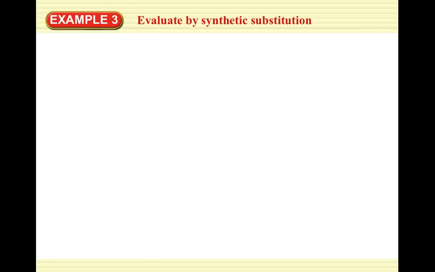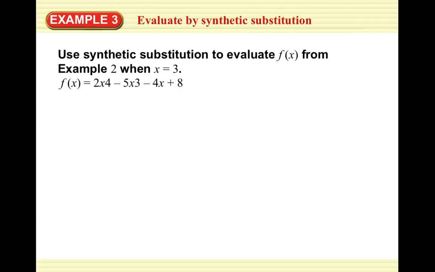Example 3 is where we get into synthetic substitution. This is another way to evaluate a polynomial function. This method, as we're going to see in this example, involves fewer operations than what we did in direct substitution. And once you learn it, it's actually pretty easy to do. So let's take a look at this function. I apologize for the typo on the exponents. It's supposed to be 2x to the fourth minus 5x to the third minus 4x plus 8. And we want to evaluate it for x equaling 3.